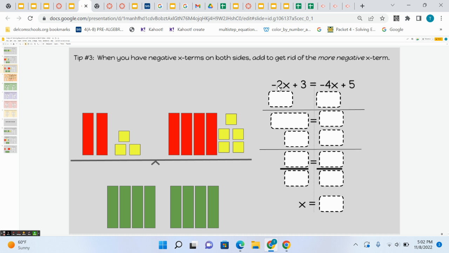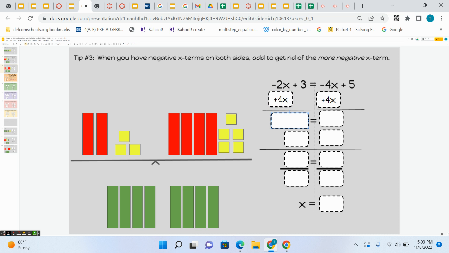So example 3 here. We have negative 2x plus 3 is equal to negative 4x plus 5. You have a negative x term on the left and the right. Negative 4x is more negative than negative 2x. So I'm going to add to get rid of that negative 4x, and I'm going to do that by adding 4x. I have to do that to both sides.